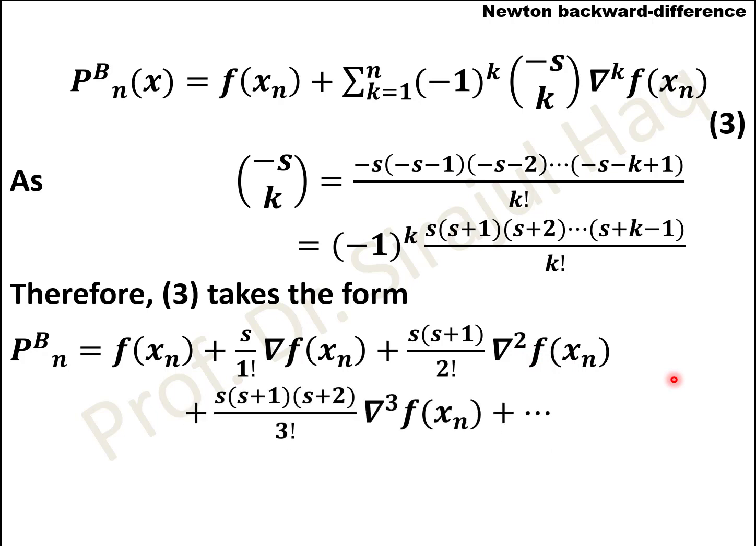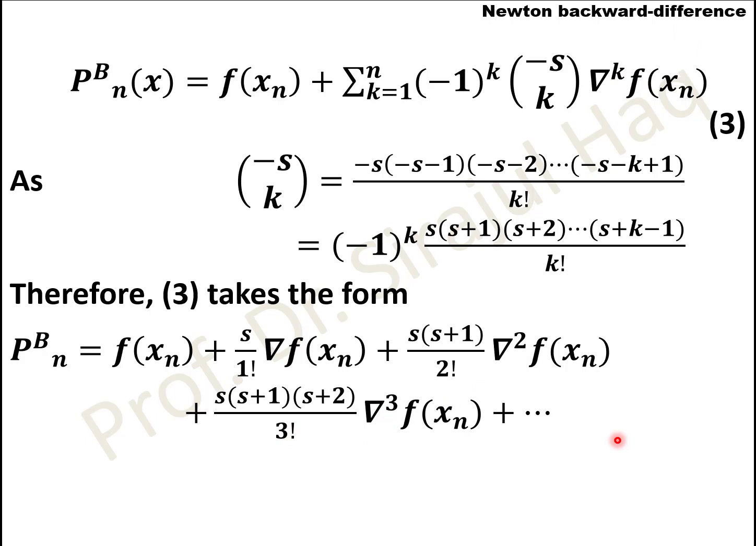When k is equal to 3, from this coefficient we have minus 1 raised to the power 3, which gives a minus sign, and minus 1 raised to the power 3 in this formula, which is also minus, so minus and minus will become plus. Since k is equal to 3, 3 minus 1 is equal to 2, so s plus 2 is the last term in this expansion. So you can see this is s into s plus 1 into s plus 2 divided by 3 factorial. The value of k is 3, so nabla cube f of xn.